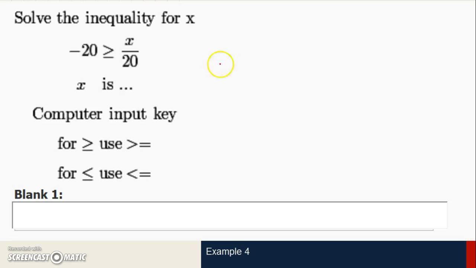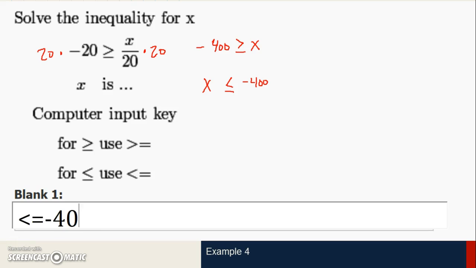Here's our next one. What's happening to x? It's being divided by 20. The inverse is to multiply by 20. Is my inverse operation multiplying or dividing by a negative? No. Do I need to flip the sign? No. So 20 times negative 20 is negative 400 is greater than or equal to x. Again, I need x to be on the left side. It's on the right side now. This is opening to 400, so when I write x and negative 400, I'm going to have it opening towards negative 400. And I go ahead and I type that in. X is less than or equal to negative 400.